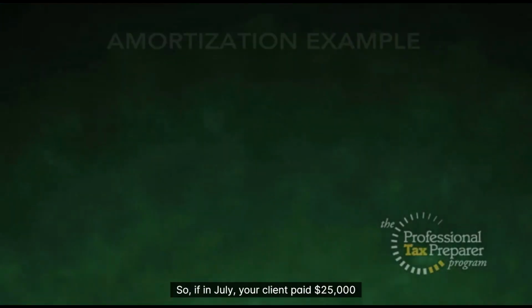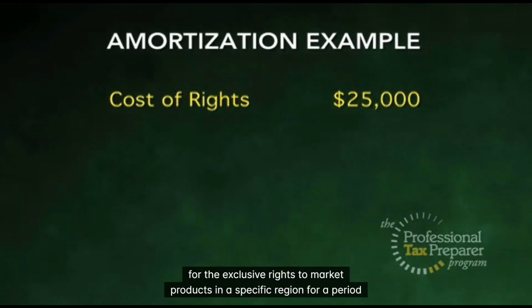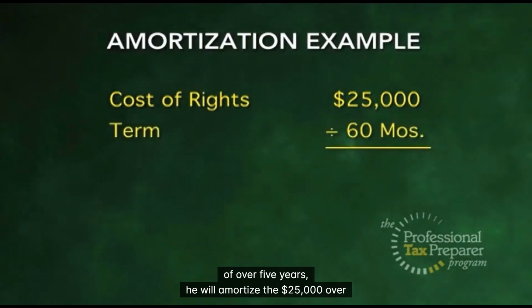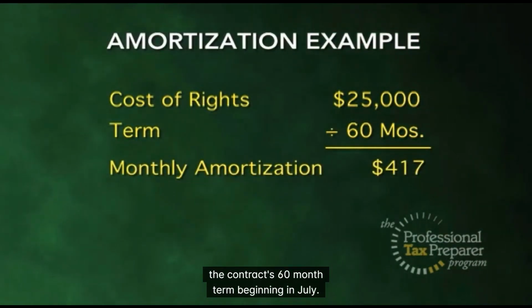So, if in July your client paid $25,000 for the exclusive rights to market products in a specific region for a period of over 5 years, he will amortize the $25,000 over the contract's 60-month term beginning in July.